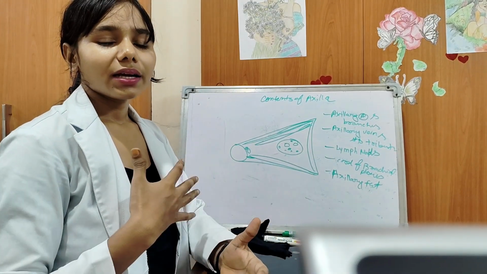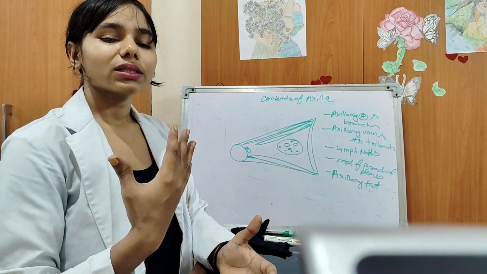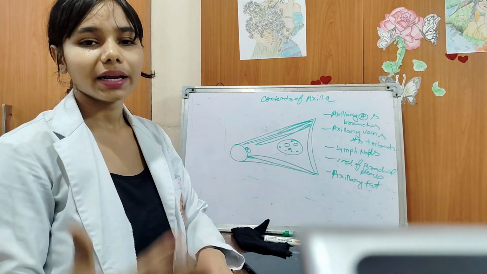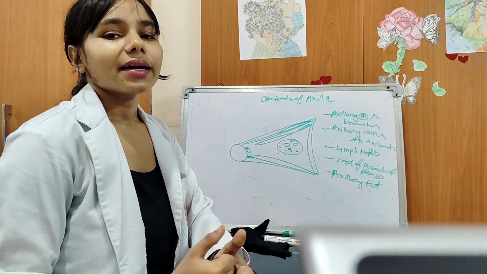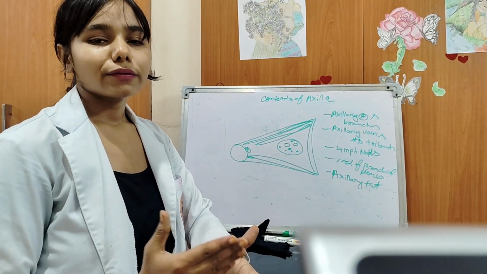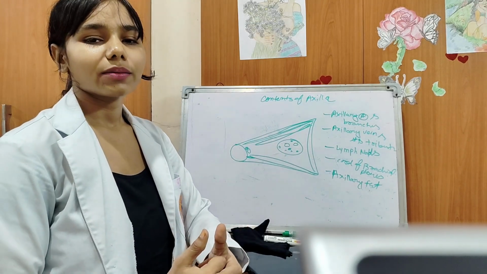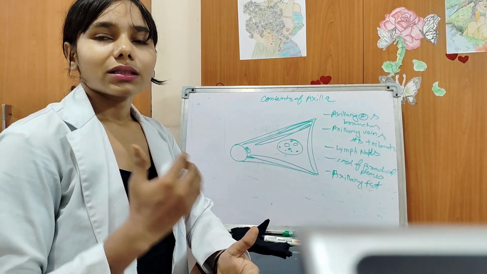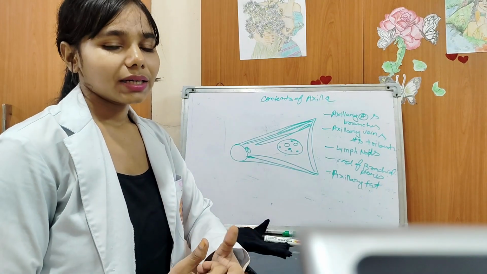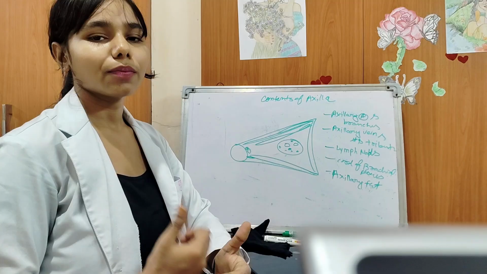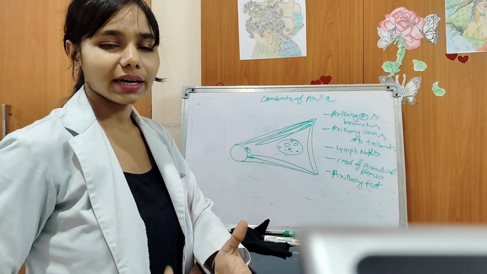And then we read about what the apex is. Apex is directed upward and medially, and it is bounded anteriorly by the outer surface of clavicle, medially by the outer border of first rib, and posteriorly by the superior border of scapula. Then we saw that the base is also known as the floor of axilla, and it is directed downward.